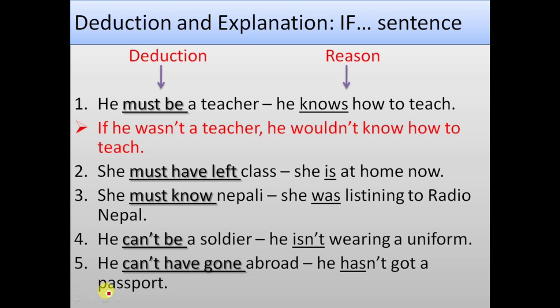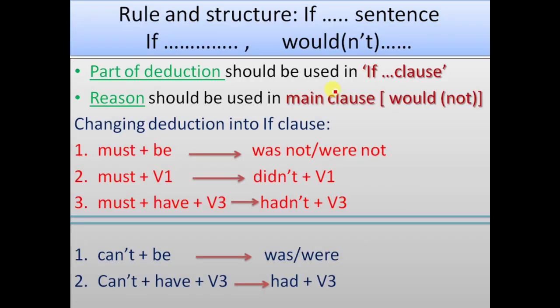So in this way you can see two parts that include must or can't, which is known as deduction, and this part, deduction part, should be changed into if clause, and reasoning part should be changed into main clause. So let's know how to change deduction and reason in if sentence.